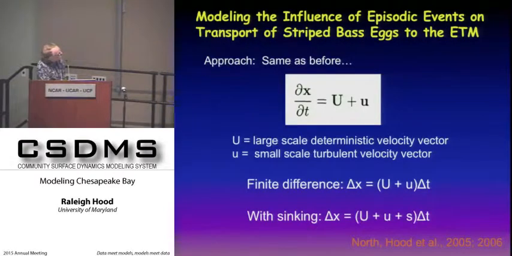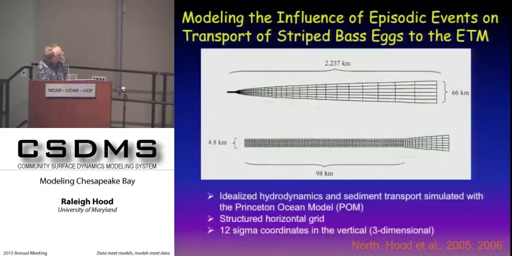And then what we're going to do here is that these eggs, these striped bass eggs, are slightly negatively buoyant. They sink a little bit. They're a little bit heavier than the water, and that turns out to be a really important reason why they end up getting trapped in this ETM, in this nursery area in the Chesapeake Bay.